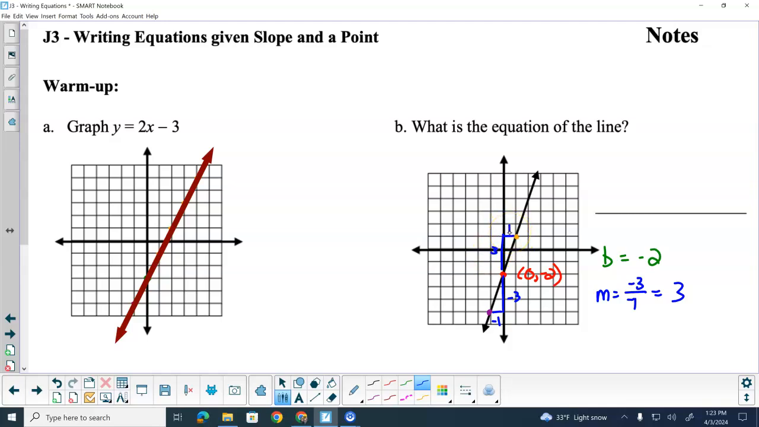Again, it reduces down. Okay. So Jonathan, if I wanted it to be y = mx + b, right? That's my b, that's my m. What's the equation of my line then? Can I just put 3x minus 2? Yeah.